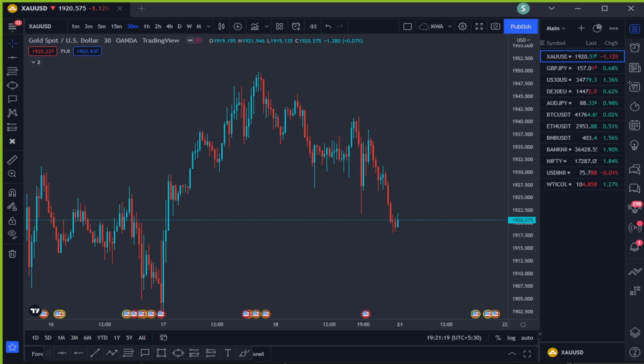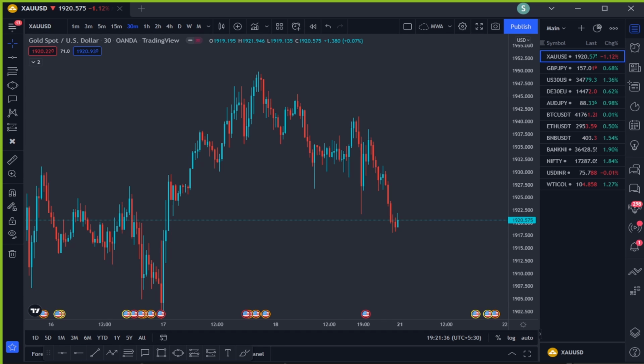If we get a break and close above the resistance, we are expecting that the price is most likely going to go to the next resistance. But if we get a break and close below support, we are expecting the price to most likely go to the next support. This is the method and the system that we are going to use on each and every time frame.